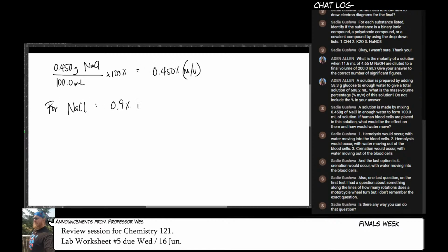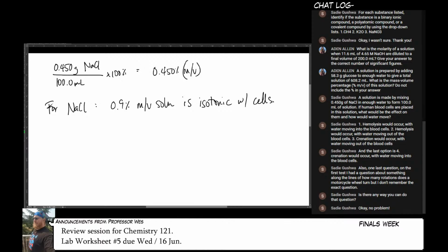a 0.9% m/v solution is isotonic with cells. So what that means is that if you put in 0.9% solution, your cells will get the proper hydration level they need, and you won't put too much water in them or take water out, for example. So what that means is that our solution right here is too low. So this would be hypotonic.